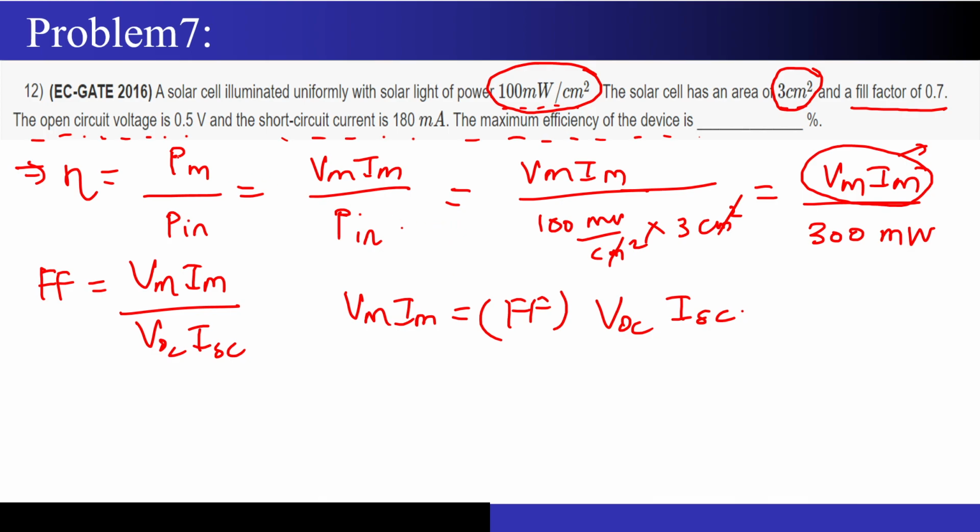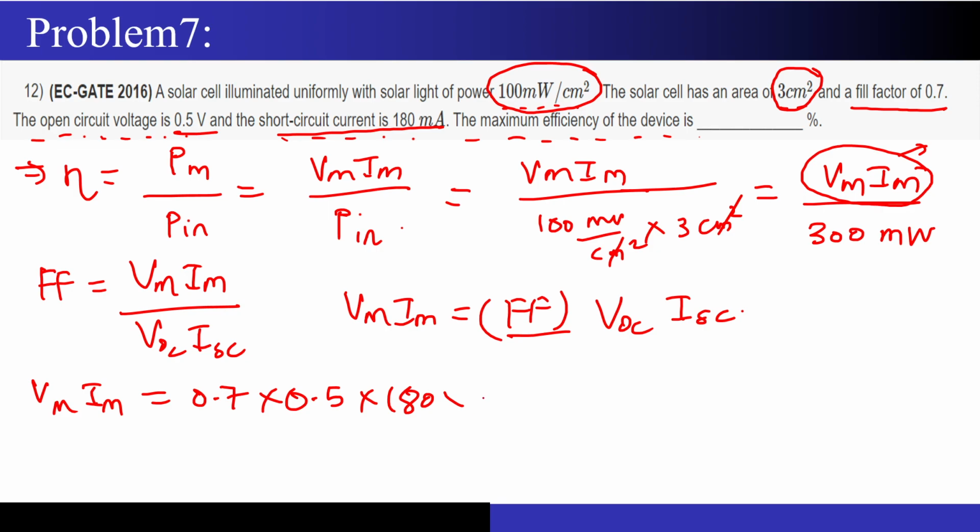Correct? The open circuit voltage has been given in the question. The short circuit current has also been given in the question. The fill factor has also been given in the question. So I can easily calculate the value of Vm into Im. Right? So let me calculate it. Vm into Im will be: fill factor is 0.7, open circuit voltage is 0.5, the short circuit current is 180 milliampere.